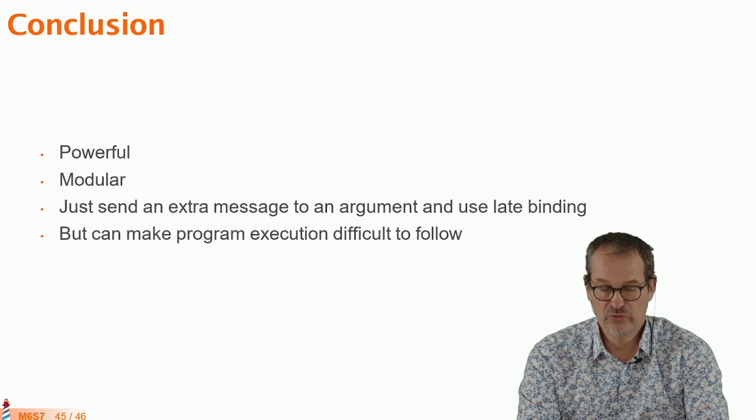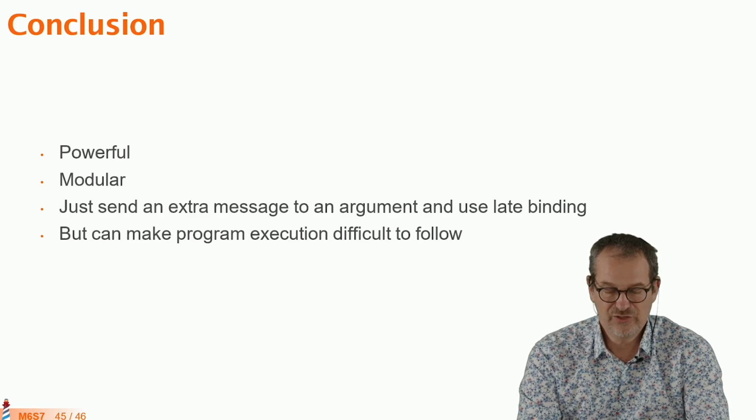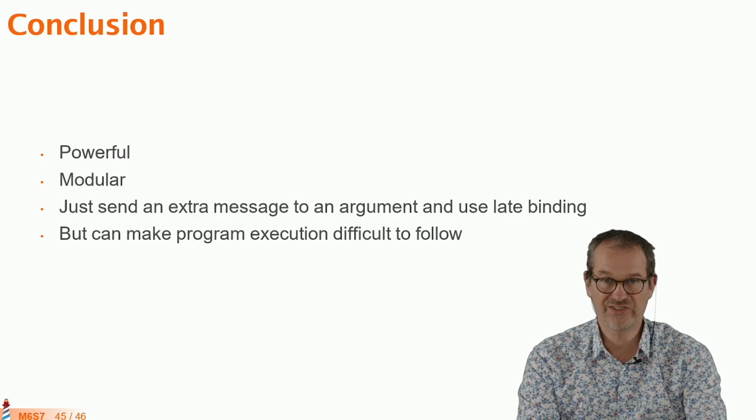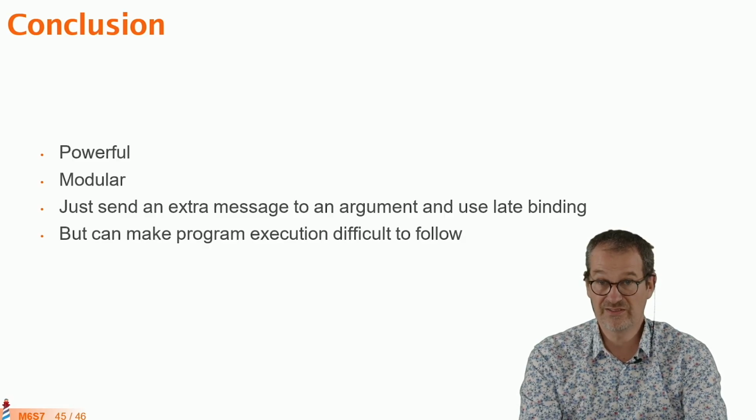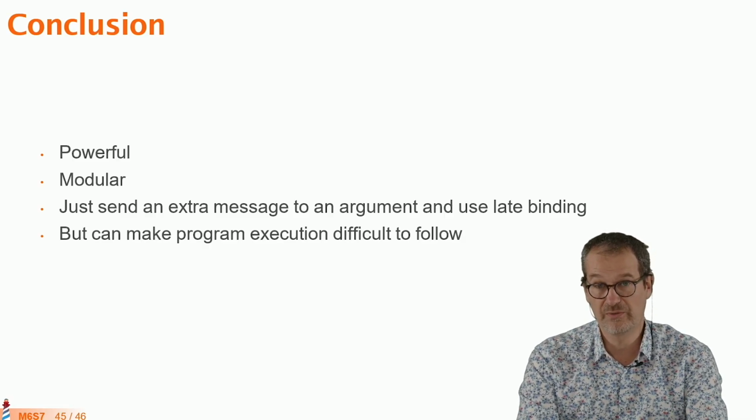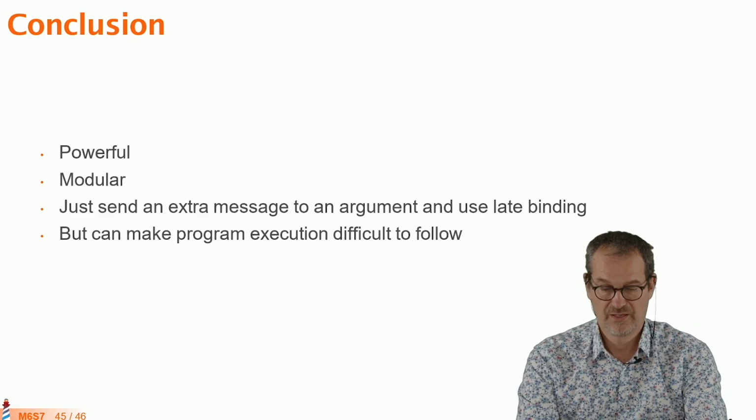Conclusion. So what you saw is that double dispatch is powerful. We could implement all this conversion between this addition without any conditional. This is modular. We could add the fraction without changing any methods. And at the end of the day, what we did, this was just we send an extra message to the argument. And we'll use late binding so that the correct method is executed. So this is, at the end, super simple.